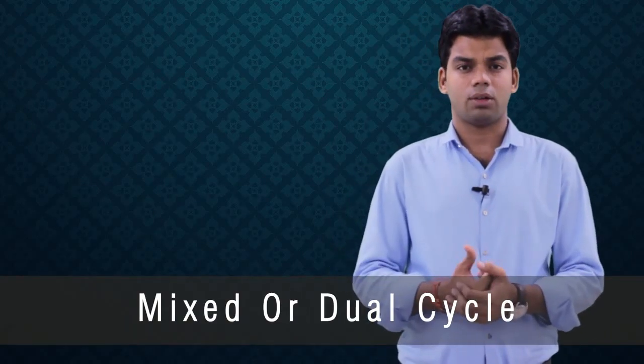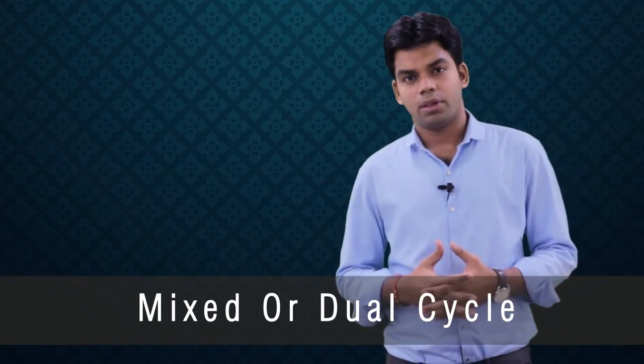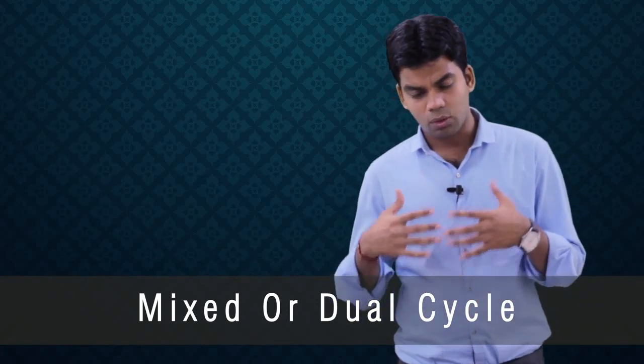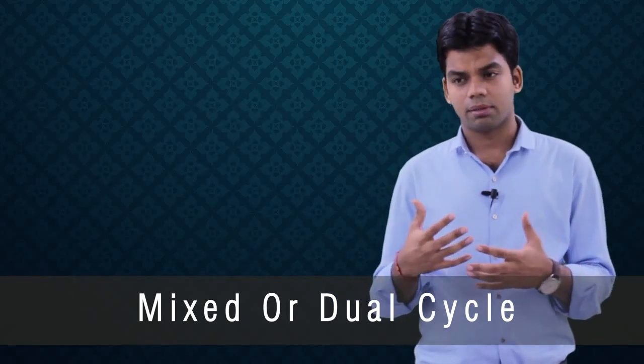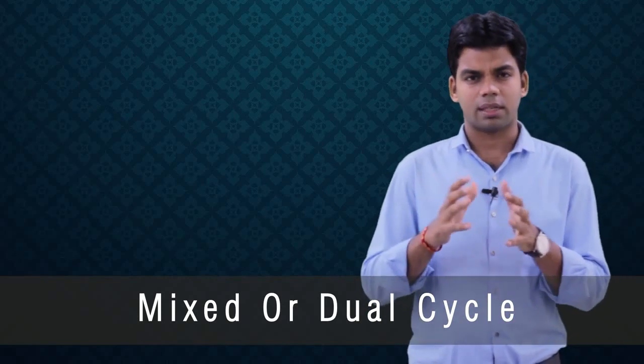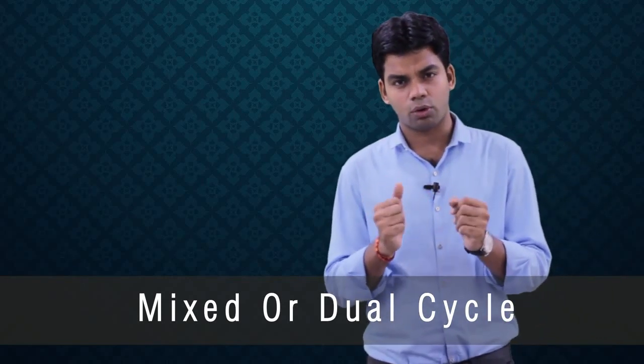So, can't there be some way between? Mixing the advantages of the two cycles, we can have another cycle which is called a mixed cycle, or you can call it a dual cycle. In this we will have a good efficiency, obviously with more power and less time consumed. As I told you, this is actually a mixture of the two cycles, Otto and diesel cycle.